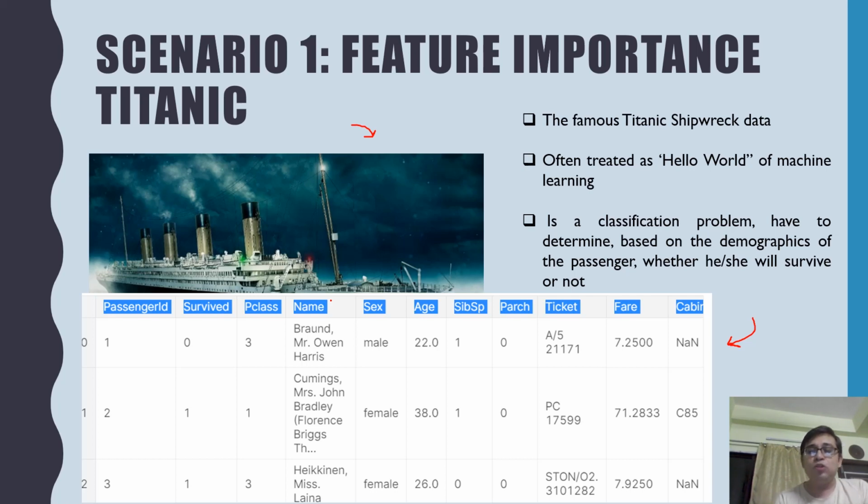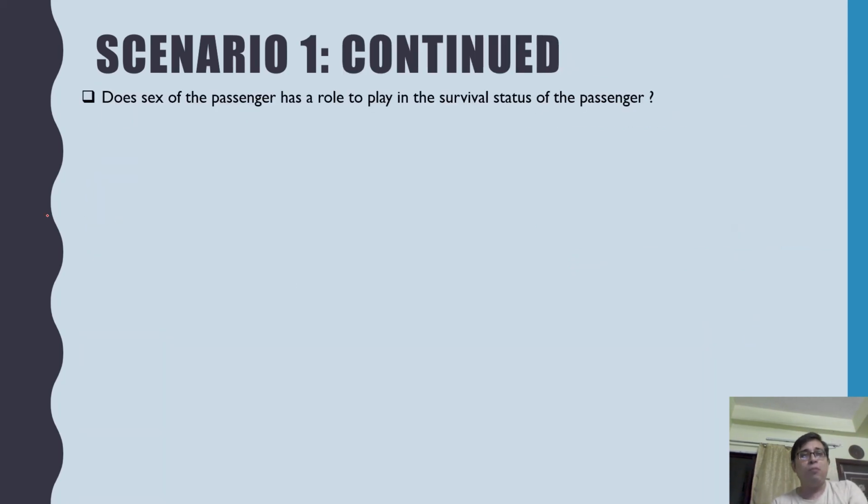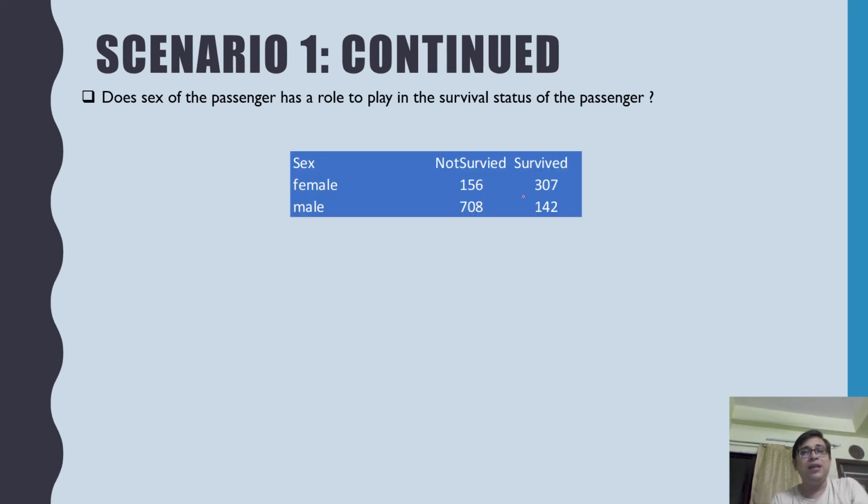Okay. So there can be some simple problems around it. One problem is, does the sex of the passenger have a role to play in the survival status of the passenger? Is there a chance that the females survive more or the males survive more? So this type of questions. If I try to answer such a question, the first step can be just to draw a table like this, right? So you have male, female, and the not survived and survived corresponding counts.